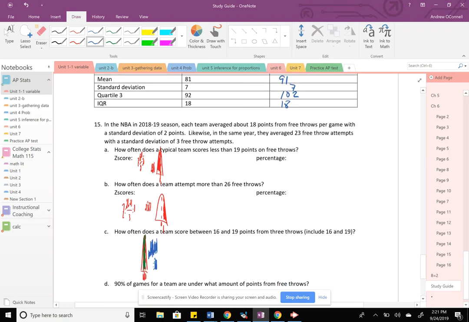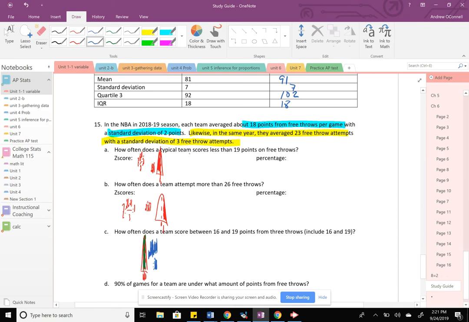Looked up some actual stats. In the NBA 18-19 season, each team averaged about 18 points from free throws per game with a standard deviation of 2 points. Likewise, in the same year, they averaged 23 free throw attempts with a standard deviation of 3 free throw attempts. So this is talking about two different things. In yellow, that's how many free throw attempts. In blue, it's how many points they got off of free throws.